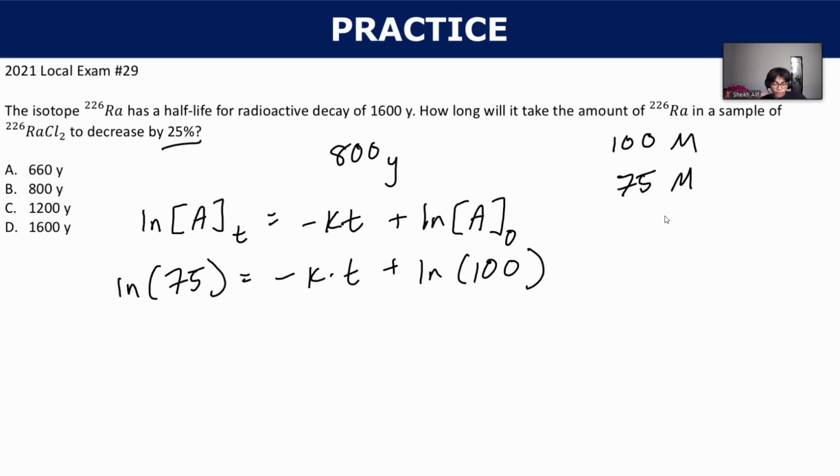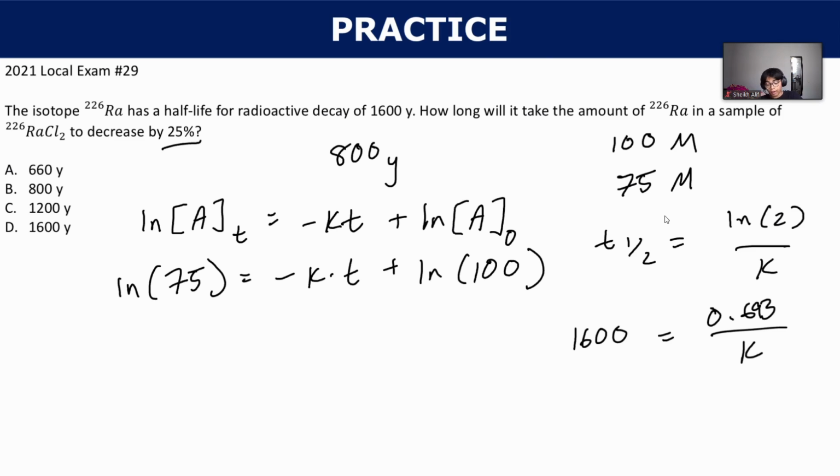Now we need to figure out one more thing, and that's going to be k. Since we're trying to solve for t, we need to figure out what k is. And remember, we can figure out k since we know our half-life. Remember, the half-life equation for a first order reaction is going to be the natural log of 2 over k. So if we know our half-life is 1600 years, we can do the little algebra here to figure out k. K is going to come out to about 4.33 times 10 to the negative fourth, and we can now plug that into our k over here.